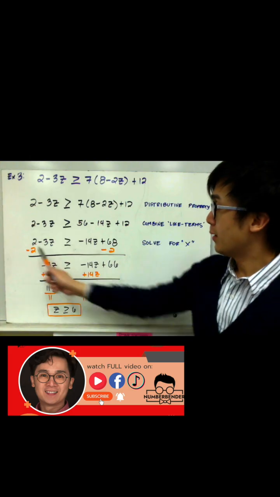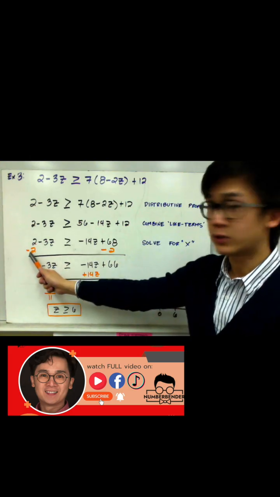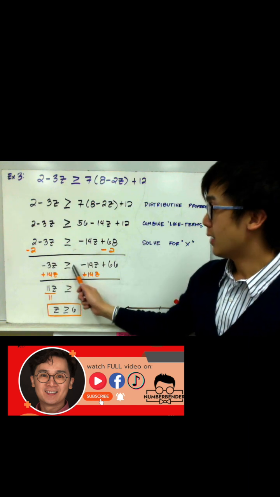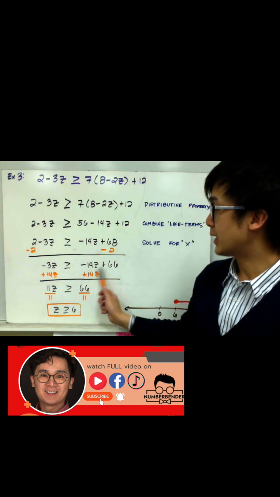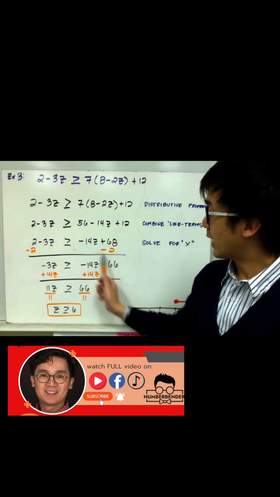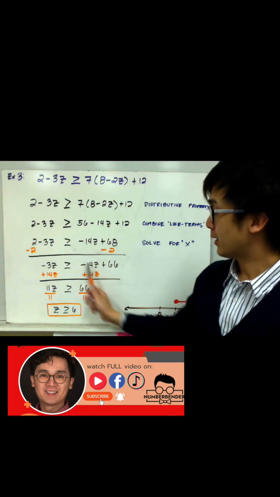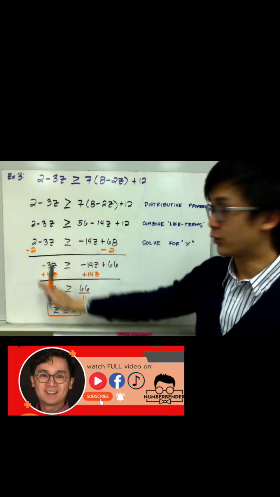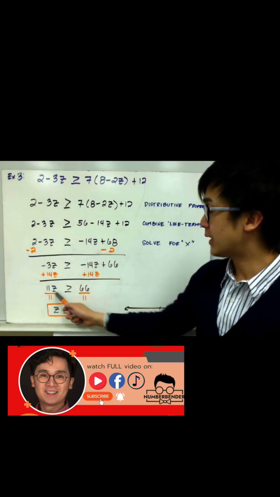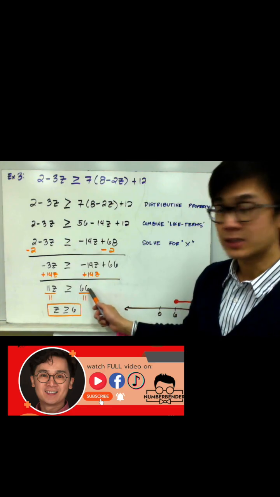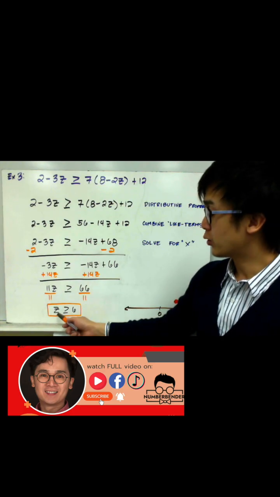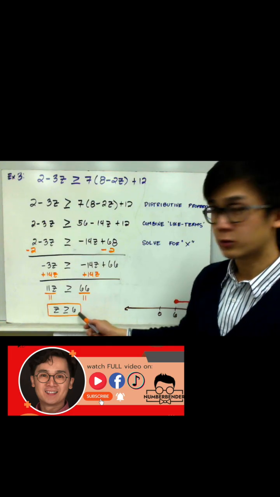To do that, we'll need to get rid of 2, so we subtract 2 on both sides, and we have negative 3z greater than or equal to negative 14z plus 66. Now, negative 14z should be eliminated by adding 14z on both sides, so that all our z's will be on this side of your inequality. So we'll have 11z greater than or equal to 66. Now we divide both sides by 11, so that z is by itself. So we have z greater than or equal to 6.